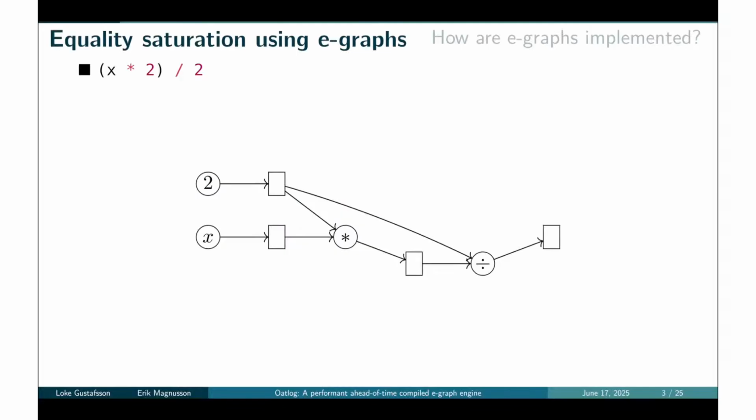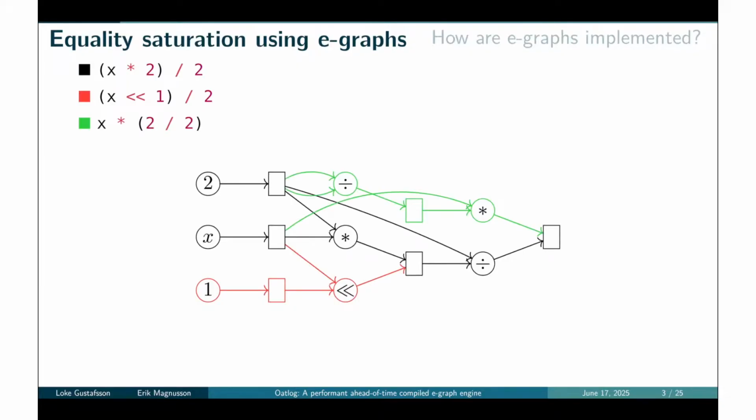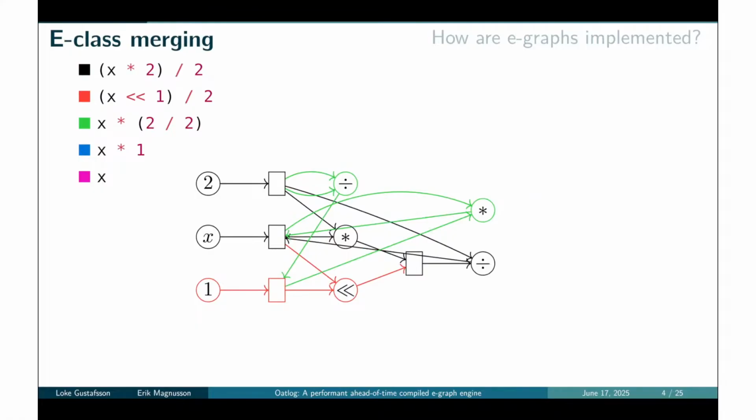eGraphs, when used for equality saturation, initially contain some e-nodes, here denoted by circles, and e-classes, here denoted by boxes. Over time, our rewrite rules add new e-nodes and e-classes to the eGraph. We also find that some e-classes are equal, here denoted with the dashed edges. Of course, equal e-classes are indistinguishable, so we can perform edge contractions, making the eGraph as a whole smaller.